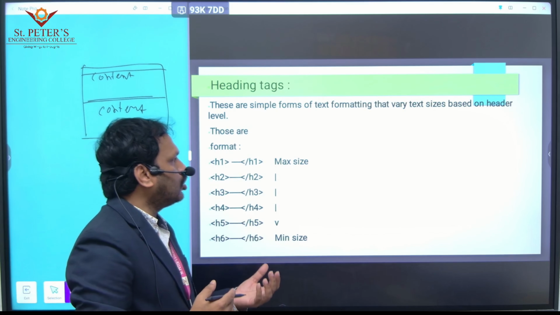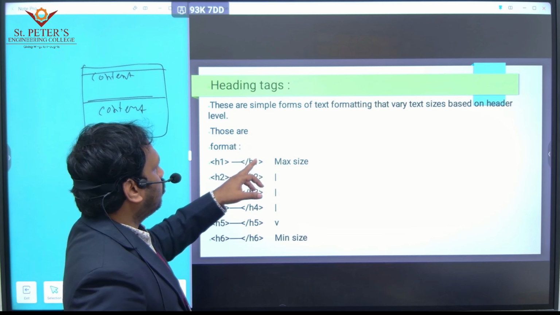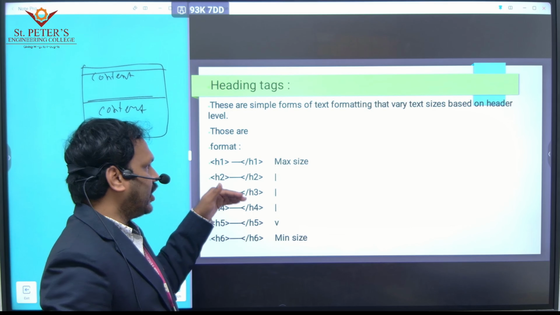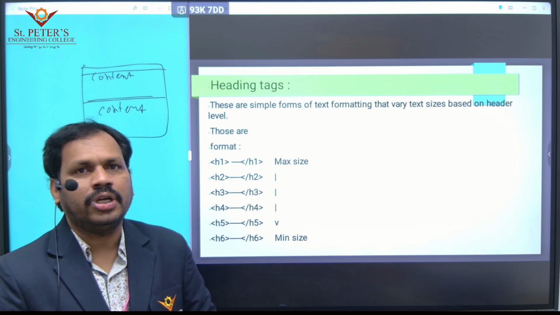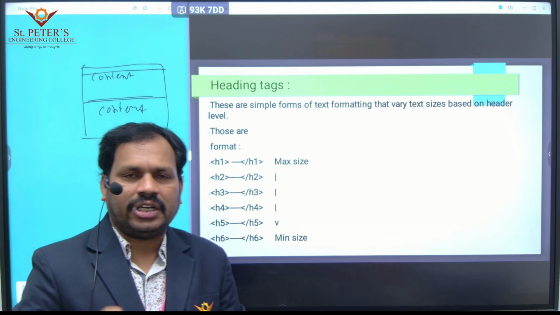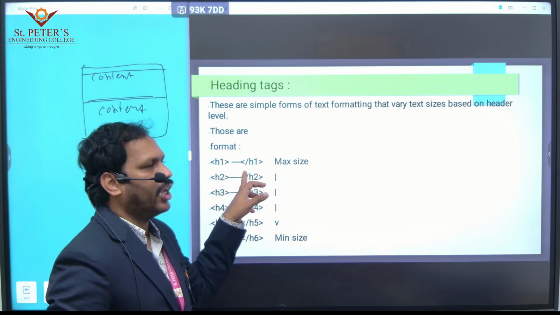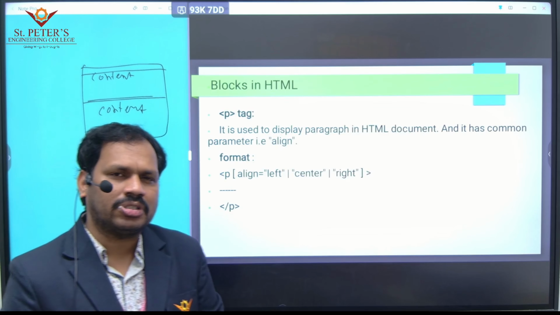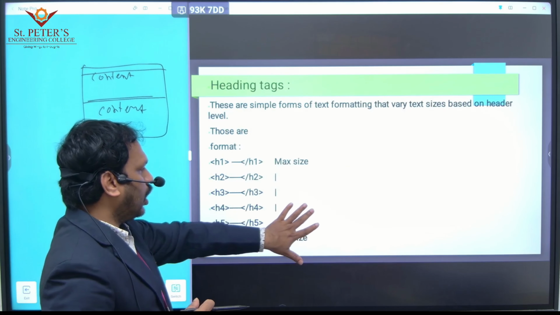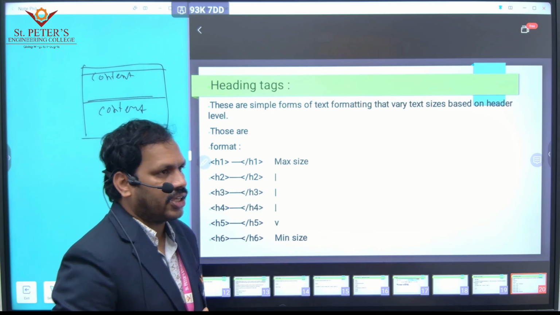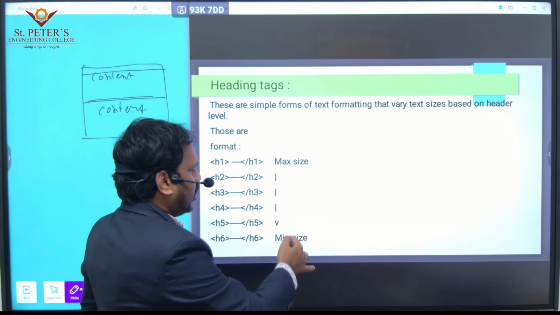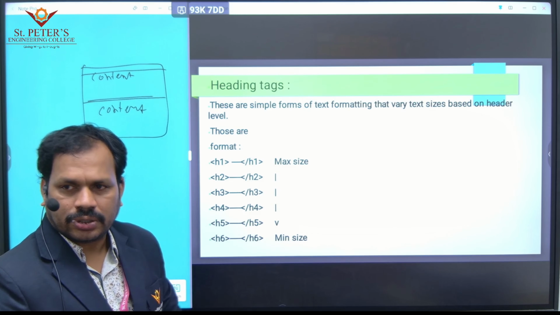So if I want to specify the things, we are going to be using heading tags. We have 6 heading tags from H1 to H6. If I want to specify the content in the max size, then I am going to be using H1. If I want to select the minimum size font, then I am going to be using the H6 tag. This is going to be in descending order.